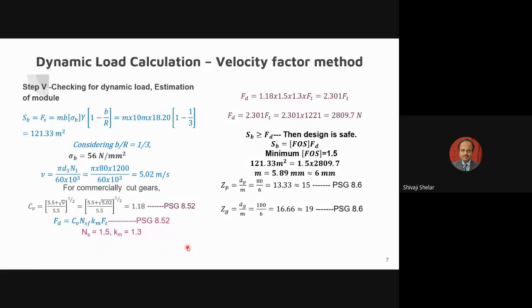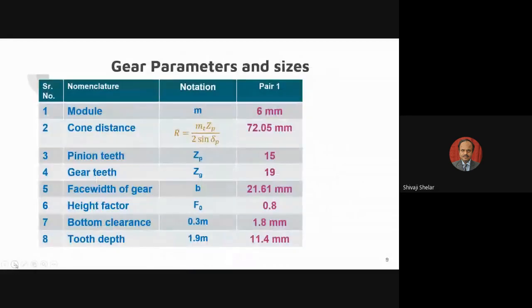Then you can write down the formula SB greater than or equal to FD, then FOS. Sometimes this FOS is given in the problem, sometimes not. If it is not given, you assume a minimum of 1.6. Then you can solve this problem. If you have any difficulty, you can ask the doubt. I have completed the problem because many times these problems are short.